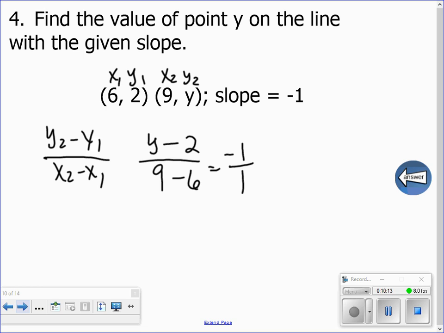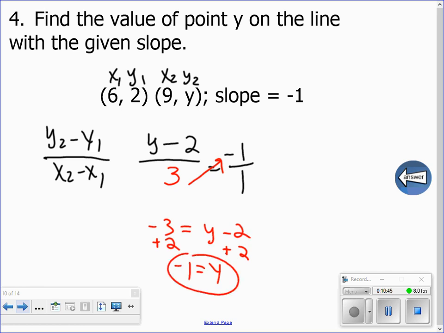And because it's not already a fraction, I'm going to write it as a fraction by placing it over 1. Again, simplify the bottom. 9 minus 6 is the same thing as 3. And so then we will check our cross products. If I cross multiply 3 times -1, that's -3. I cross multiply y minus 2 times 1, that's going to be y minus 2. And then solve it, get your constants on the same side. You see that y is equal to -1.